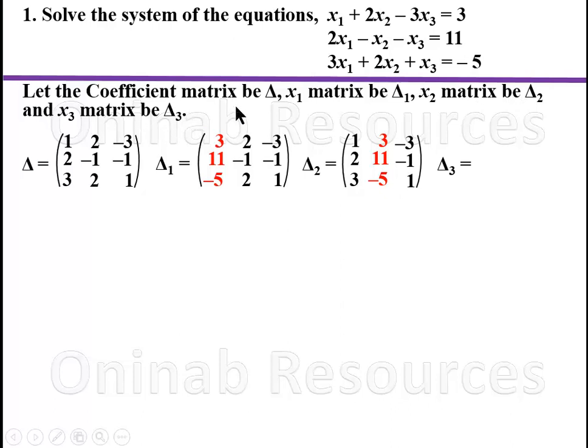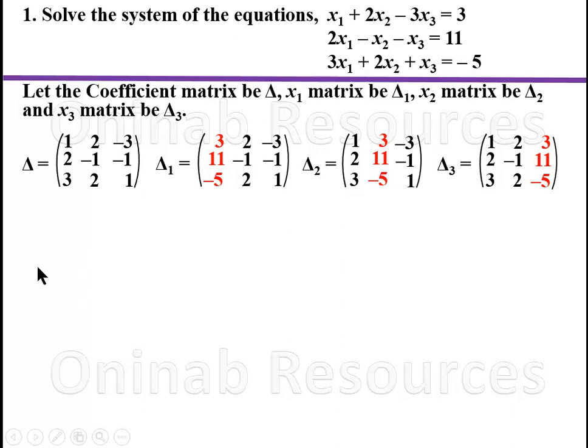The x3 matrix is said to be delta 3. Here we are going to maintain column 1 and column 2, and replace column 3, which is the collection of the coefficients of x3, with the constant column. So we have column 1 maintained, column 2 maintained, and column 3 we have 3, 11, and negative 5. Now the essence of generating all these matrices is to find their determinants. After finding their determinants, we shall use them to find the values of x1, x2, and x3.